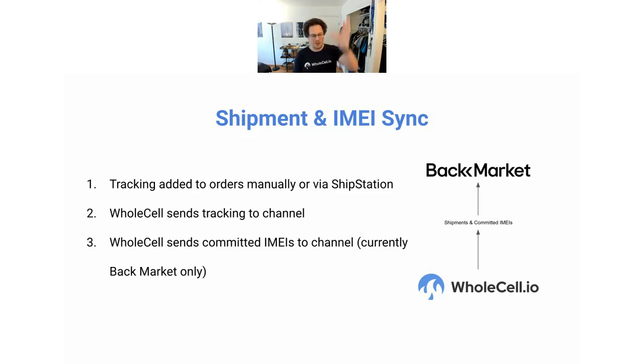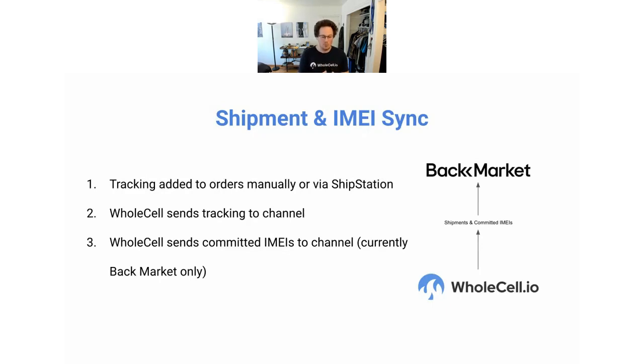So you've got the listing quantities going up, then you've got orders coming down, and then lastly, when you create shipments for these orders that you have coming in, you can either add that shipment tracking information manually in Wholesale, or you can use ShipStation to create those shipping labels. In either case, that tracking number will be in Wholesale for that order, and Wholesale will send that tracking number back up to the channel, so that the channel can notify the customer that the order's been shipped.